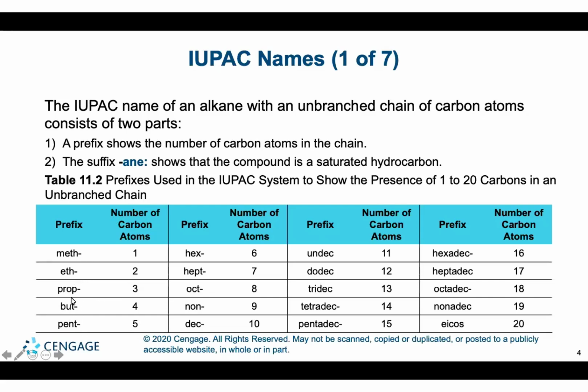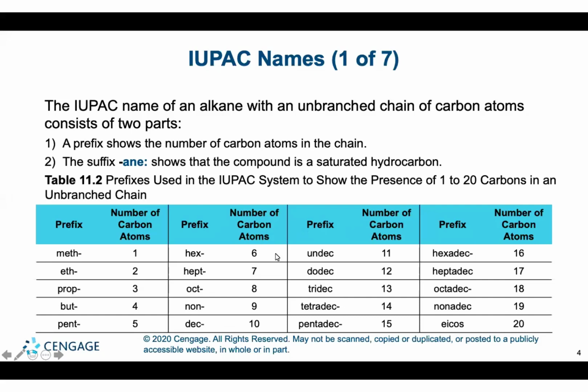And so on, it's going to be propane if there are 3 carbons in the chain. If it's 4 carbons, it's going to be butane, 5 carbons pentane, 6 carbons hexane, 7 carbons heptane, 8 carbons octane, 9 carbons nonane, and 10 carbons decane, and so on.